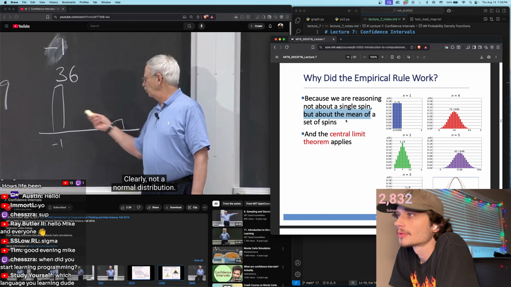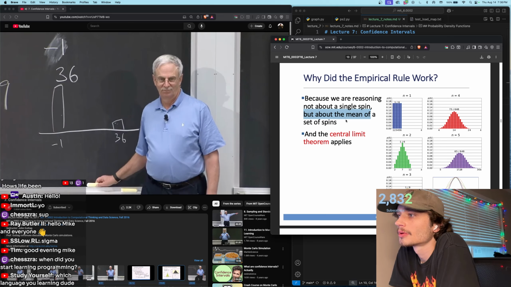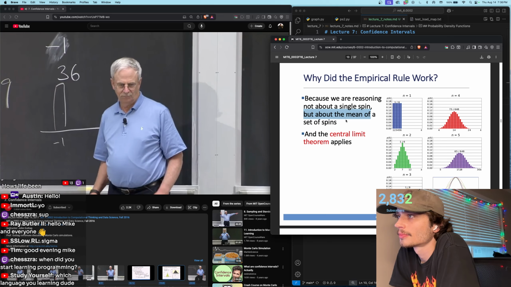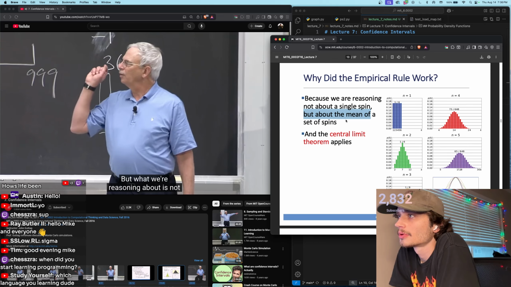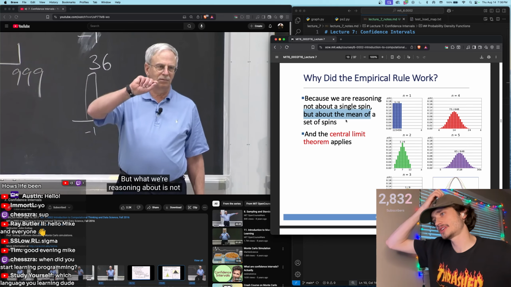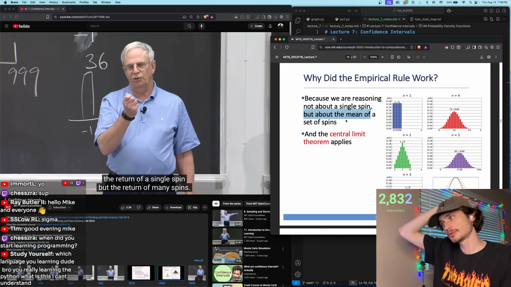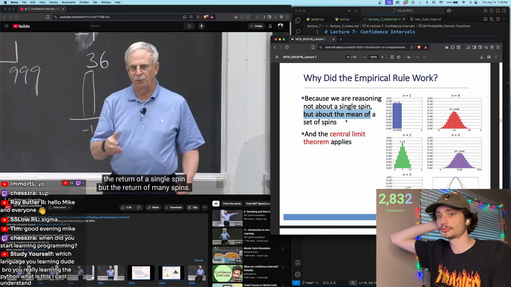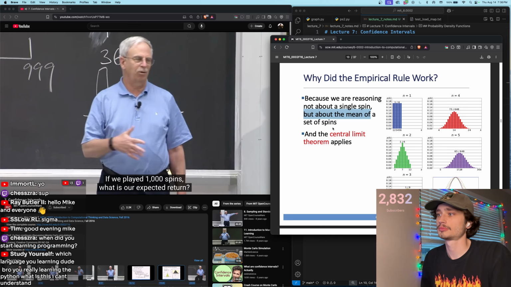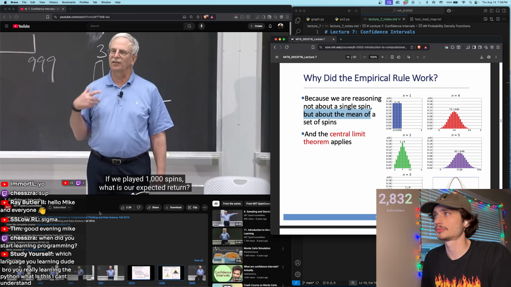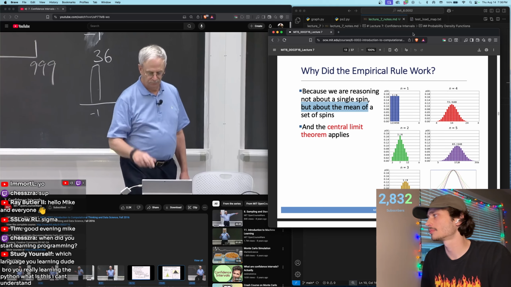Clearly not a normal distribution. But what we're reasoning about now is not the return of a single spin, but the return of many spins. If we played 1,000 spins, what is our expected return?